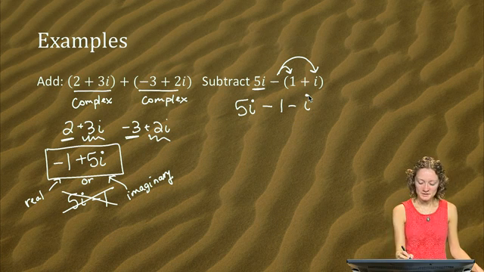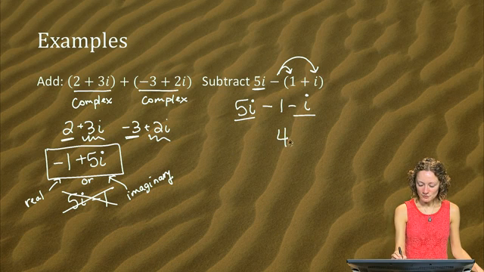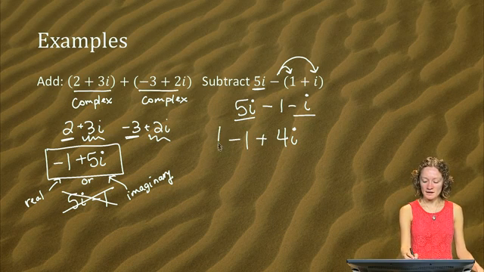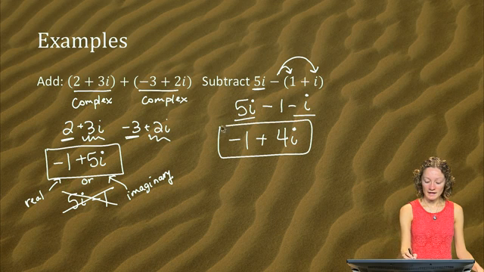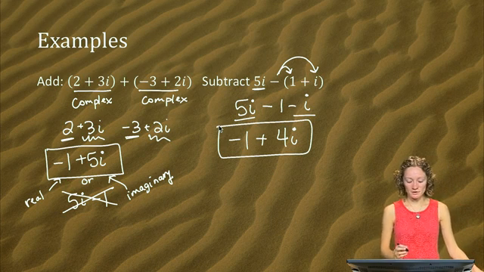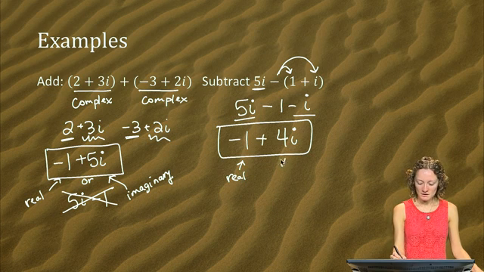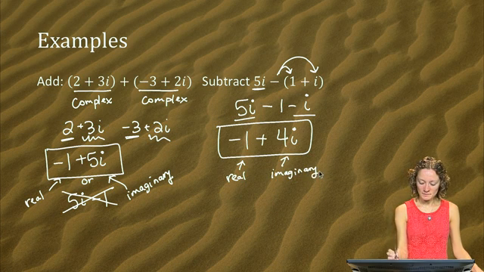And combine like terms. We have two imaginary pieces. 5i minus i is 4i. And then a real piece that doesn't combine with anything but still exists. It's a minus 1. This was a plus 4i. And again, it should be written in this order. You should see the real piece first, and the imaginary piece second.